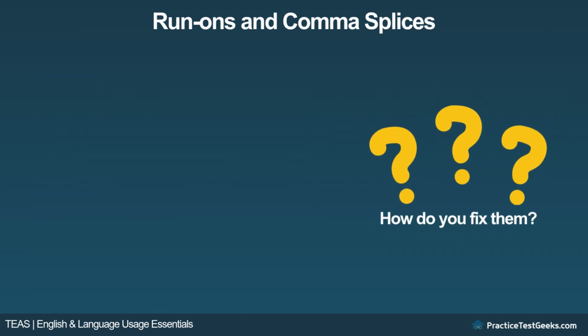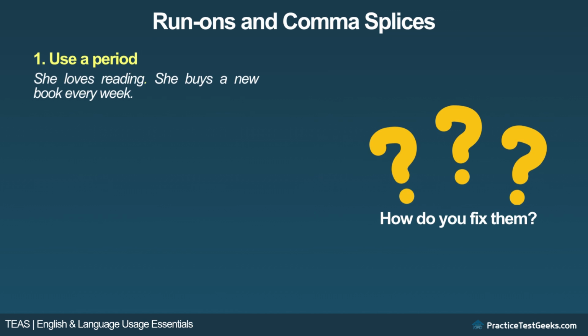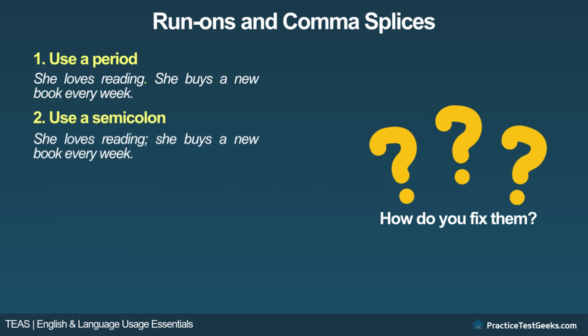How do you fix them? Use one of 4 methods. Use a period. Break the 2 ideas into separate sentences. This is the simplest and clearest fix. Use a semicolon. A semicolon connects 2 closely related complete thoughts without needing a conjunction.